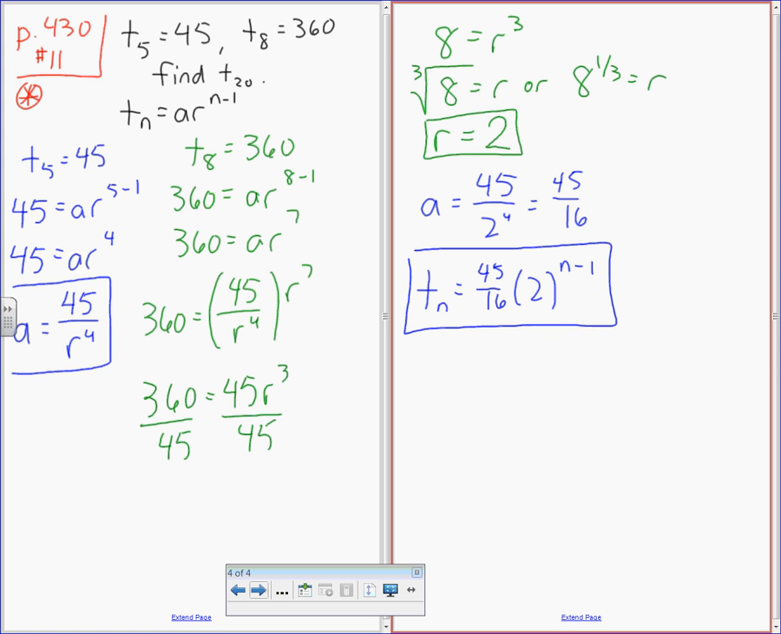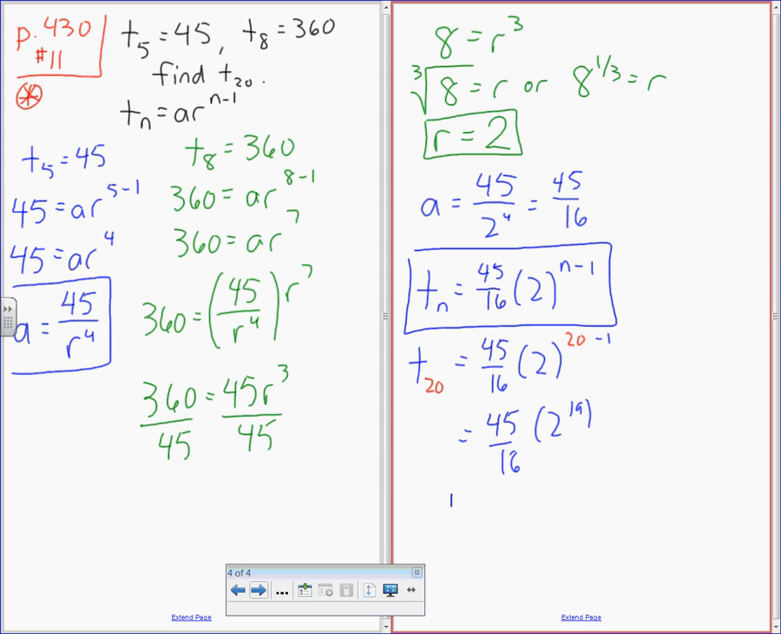Riley, if I want to find T20, what do I do? Somebody help me if I want to find T20. Yeah, go ahead. Yeah, so all that's going to happen is the n's are just going to change to be 20s. So it's going to go T20 equals 45 over 16 times 2 to the 20 minus 1. So that's 45 over 16 times 2 to the 19.